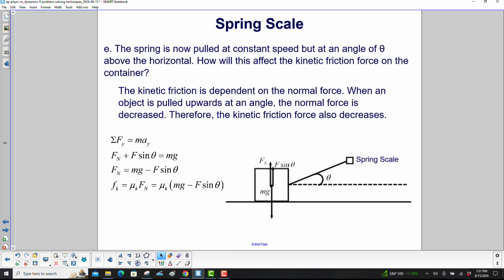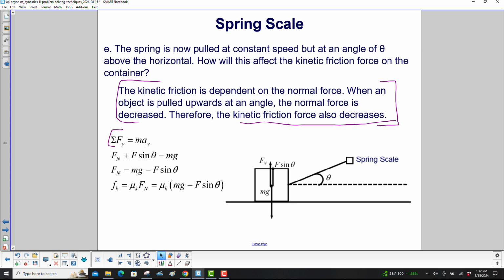The spring is now pulled at constant speed, but at an angle of theta above the horizontal. How will this affect the kinetic friction force on the container? Well, the kinetic friction force is dependent on the normal force. When an object is pulled upwards at an angle, the normal force is decreased. Therefore, the kinetic friction force also decreases.